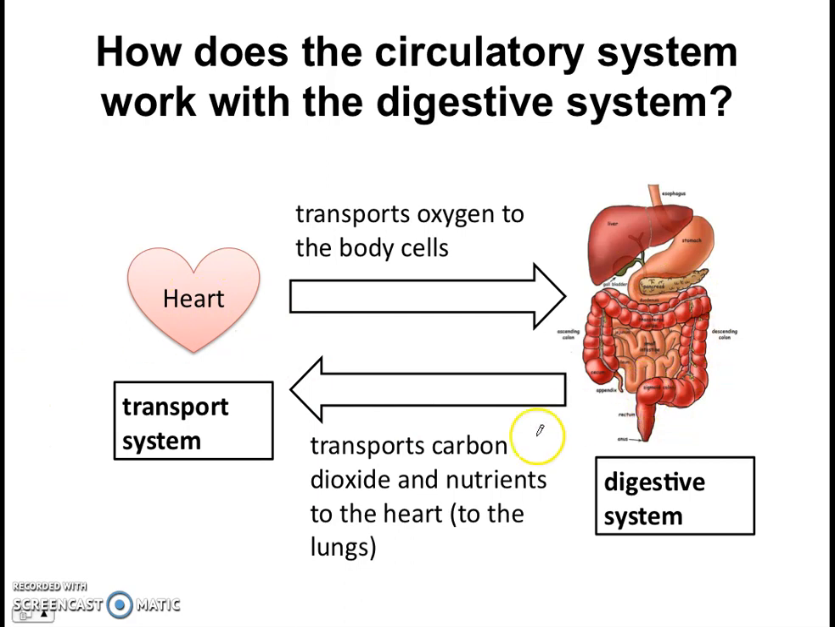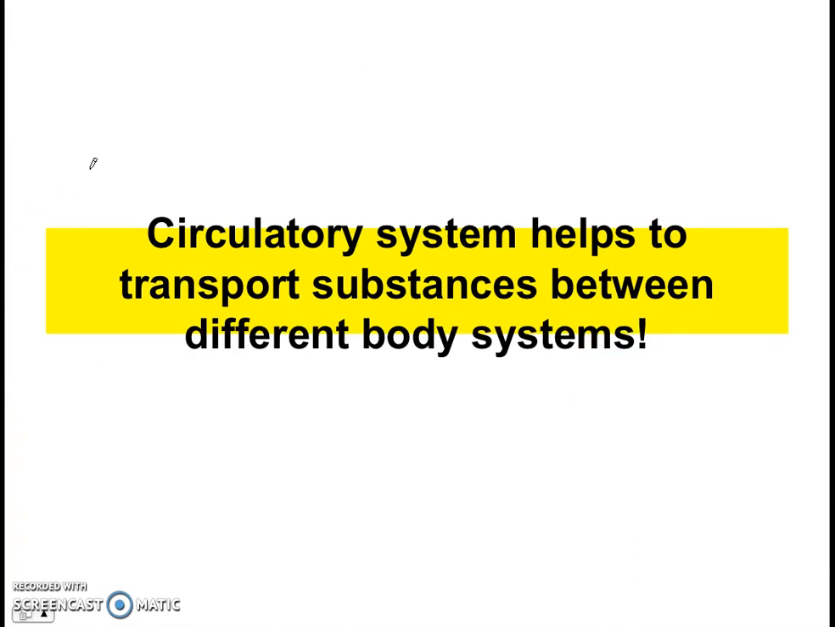Now, the digestive system is also where nutrients are absorbed, and we'll see that in the next chapter. So the nutrients that will be absorbed will then be transported to the heart, and then from the heart to the lungs, and eventually it will be transported throughout the whole body. So the key point is that the circulatory system helps to transport substances between different body systems. So different body systems are all doing their own thing, producing this substance or that substance. It is the circulatory system, a bit like the MRT, that helps to transport substances between those different systems so they can work together.